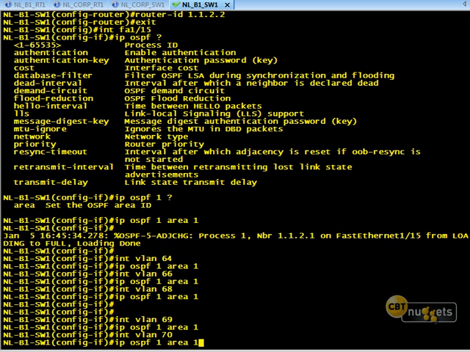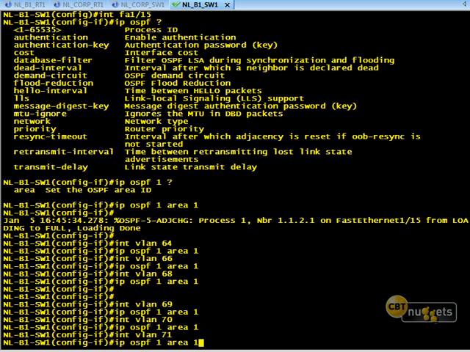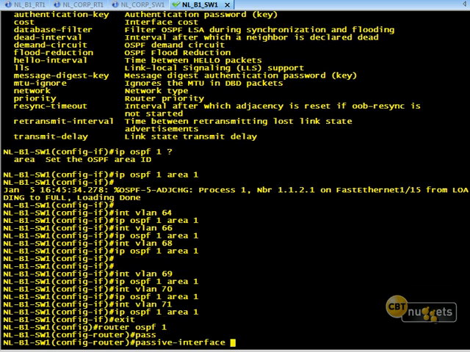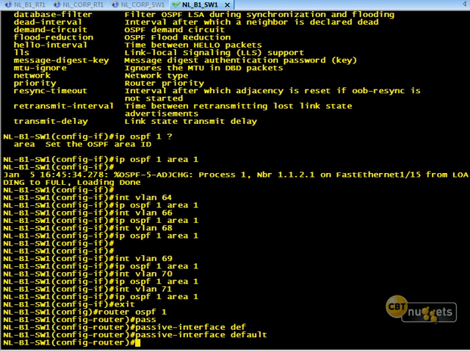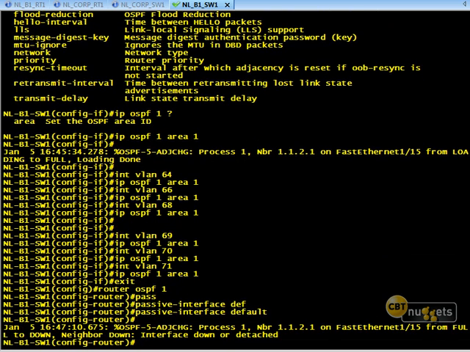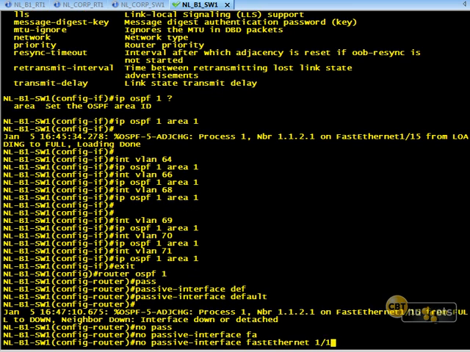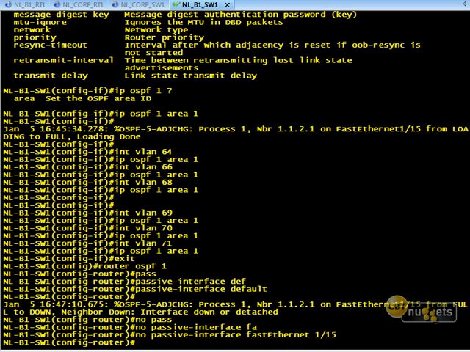Got to add them in there. We just then go back out under router OSPF 1 and do passive interface, and this is where this one saves a ton of work, right? Passive interface default. Turn it off on everything except for fast Ethernet 1/15. We can run it there, and that neighbor can now reform.